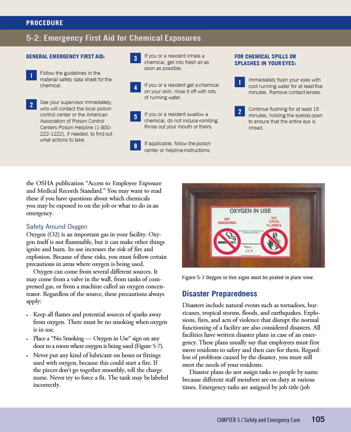Disaster preparedness. Disasters include natural events such as tornadoes, hurricanes, tropical storms, floods, and earthquakes. Explosions, fire, and acts of violence that disrupt the normal functioning of a facility are also considered disasters. All facilities have written disaster plans in case of an emergency. These plans usually say that employees must first move residents to safety and then care for them. Regardless of problems caused by the disaster, you must still meet the needs of your residents.